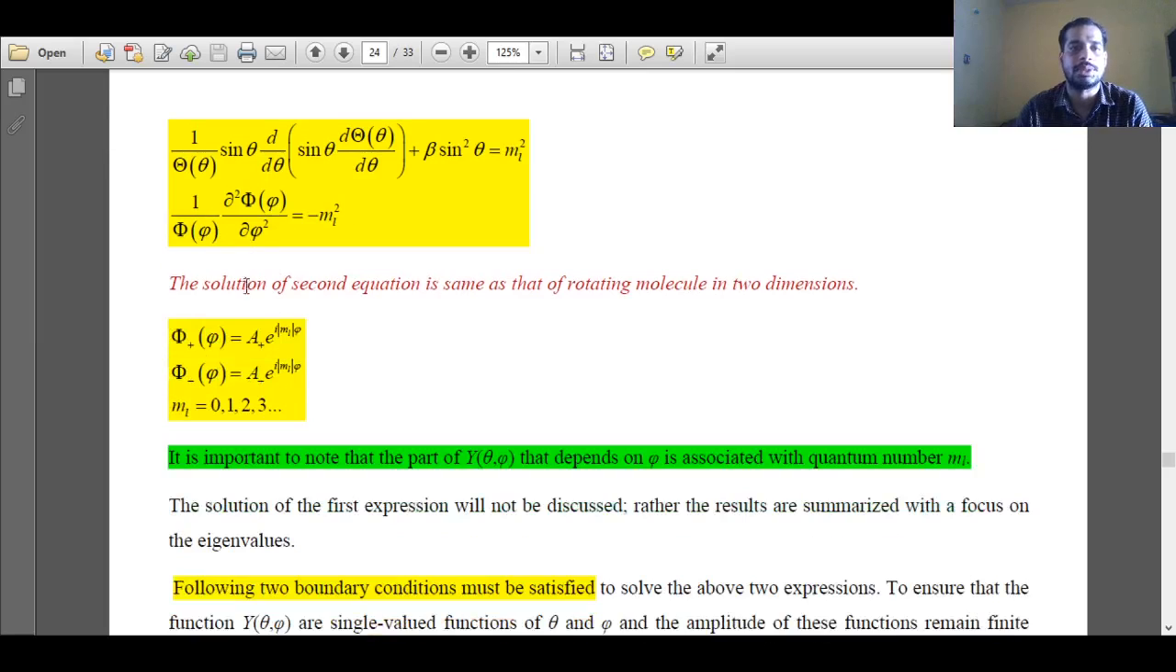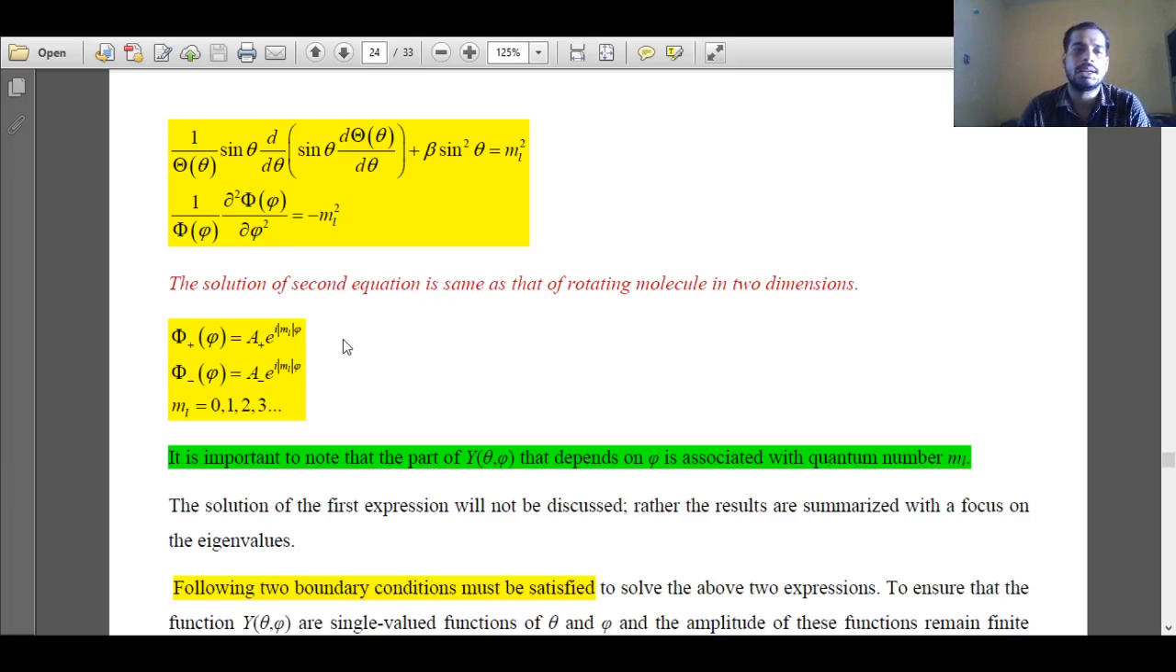Now the second expression, which depends upon the variable phi, is known to us. We have derived a solution for this second expression. The second equation is the same as rotational motion in two-dimensional space, in particular in a ring. In the last session we have solved this second differential expression. So what was the solution there?